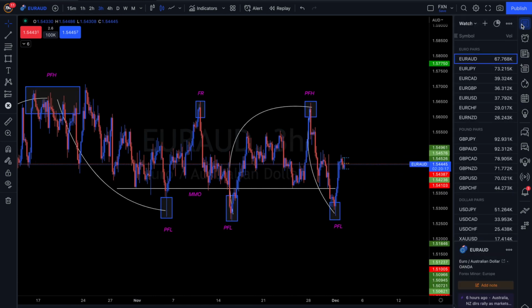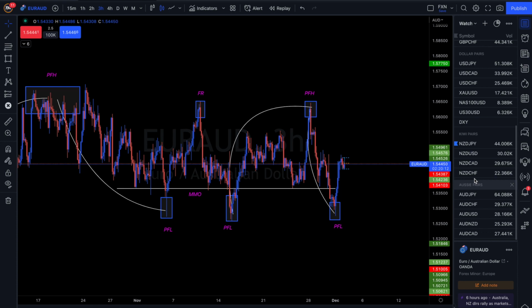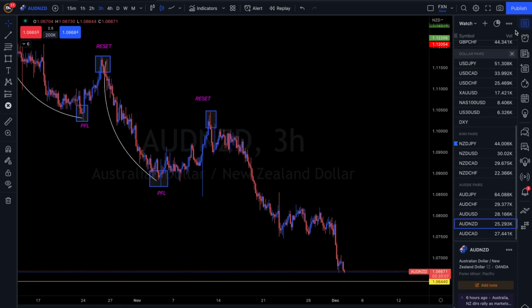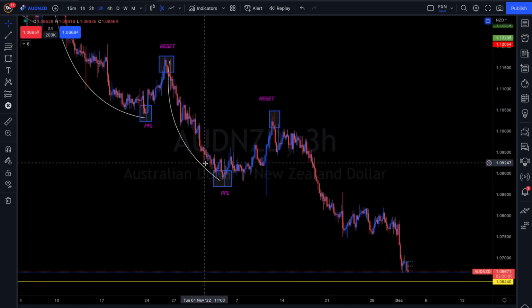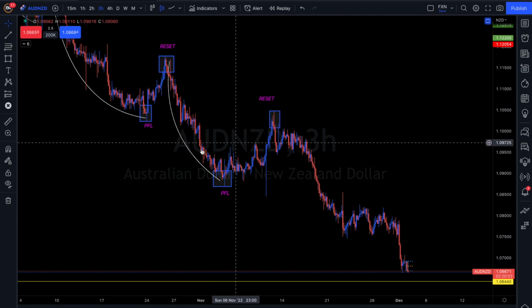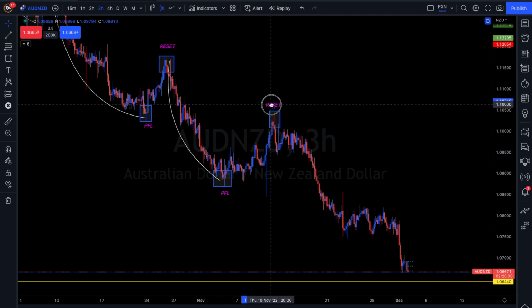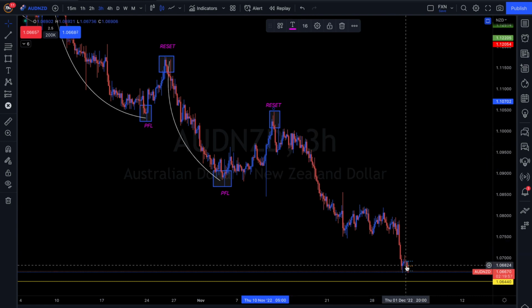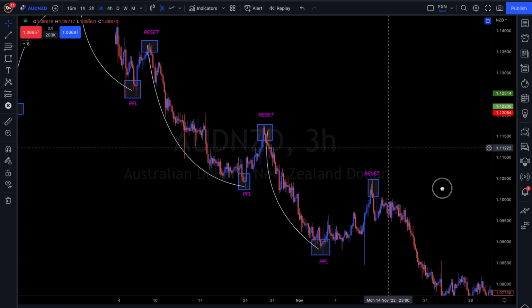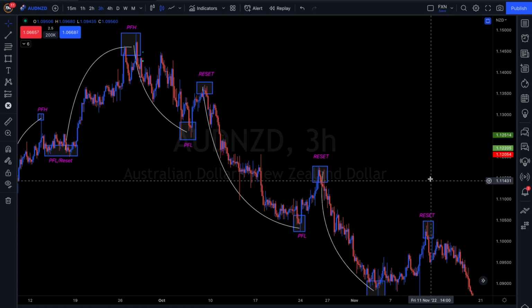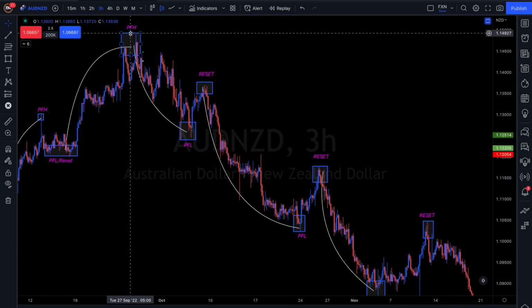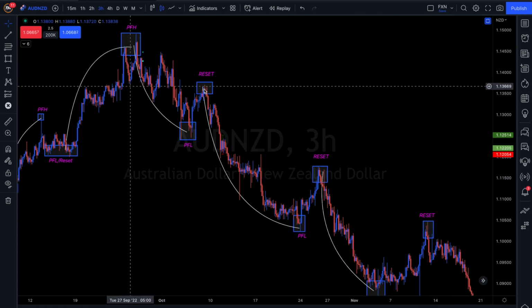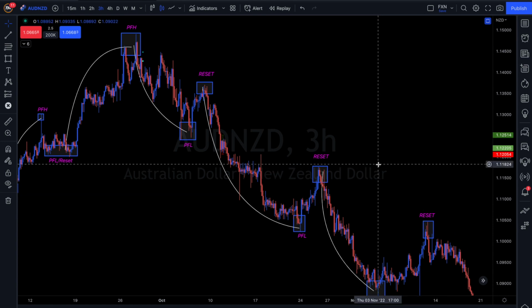Other pairs that I would stay away from are pairs like this. For example, AUD NZD right now. You can clearly see we've come off a reset and we've been well into this particular trend. We've been resetting now for 3 cycles straight, coming off of this peak formation high. So we've gone through 3 resets.